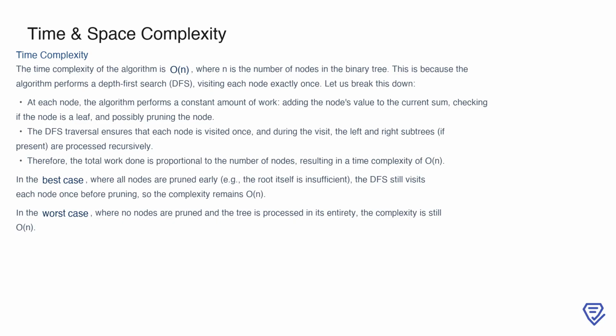Even in the best-case scenario, where nodes are pruned early, such as when the root itself is insufficient, the algorithm still visits each node once before making any pruning decisions. Similarly, in the worst case, where no nodes are pruned and the entire tree is traversed, the complexity remains O(n). This consistency demonstrates that the time complexity of the algorithm is robust regardless of the structure of the tree.